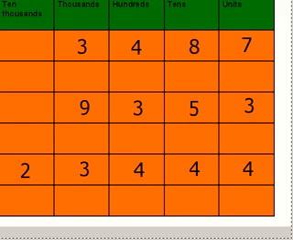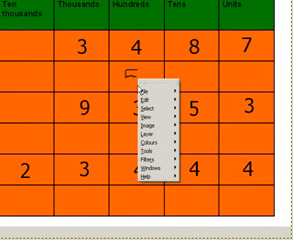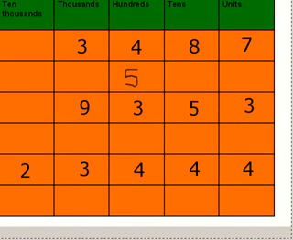We've got 3,487. The number in the tens column is 8. So that means we have to round the hundreds column up one. So the 4 becomes a 5. Put a 5 in there. In the thousands column, that's going to stay the same. That's 3.